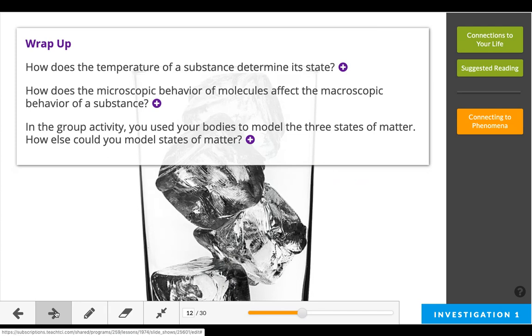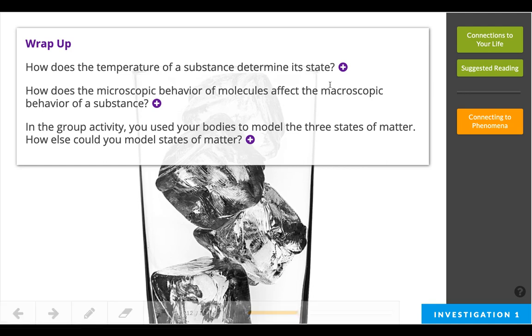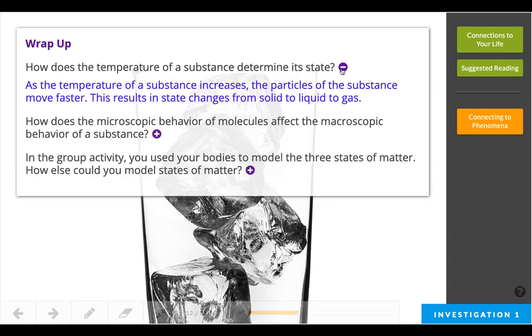So to wrap up, how is it that the temperature of a substance determines its state? Well, as the temperature of a substance increases, the particles of the substance move faster. This is what causes the change in state from a solid to a liquid and then to a gas if you continue adding heat. How does microscopic behavior of molecules affect the macroscopic behavior of a substance? In other words, how does what those individual molecules are doing affect what the substance looks like when we view it with our eyes?